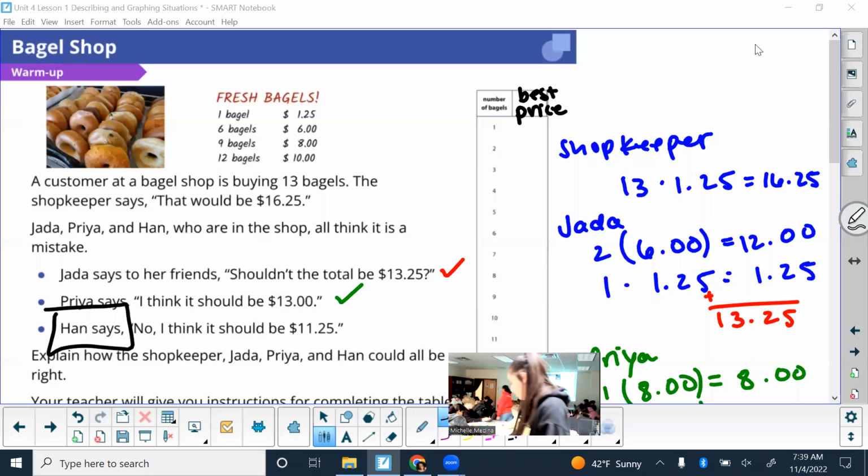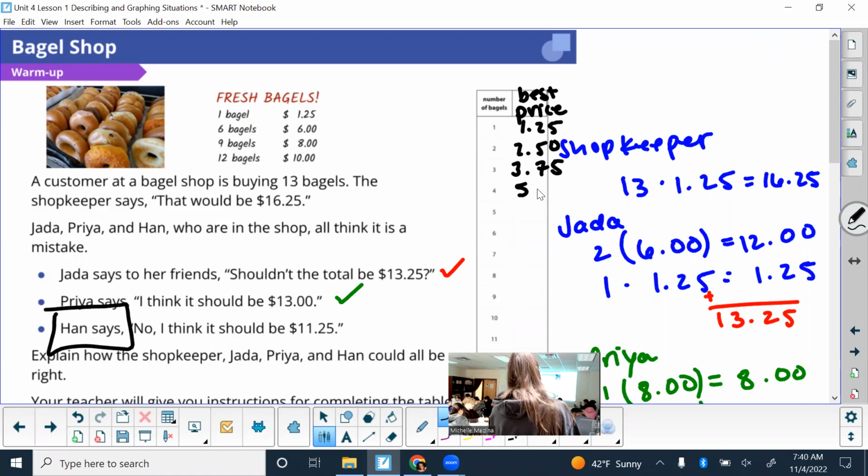So if you're buying 1 bagel, what's the best price? Do they really have another option? No, so that's pretty easy. What about 2 bagels? How much does it cost? 2.50, 3 bagels, 3.75, 4 bagels, $5, 5 bagels, $6.25, 6 bagels, $6. All right, so if you're trying to buy 5 bagels, you're really better off just adding an extra bagel and paying less, right? Yes, so consider that.